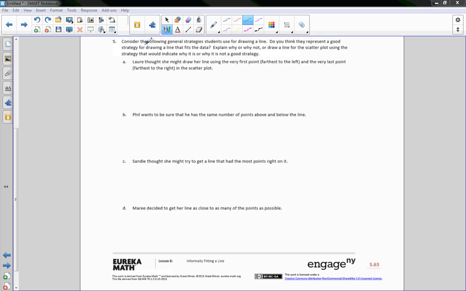Number 5 says to consider the following general strategies students use for drawing a line. Do you think they represent a good strategy for drawing a line that fits the data? Explain why or why not, or draw a line for the scatter plot using the strategy that would indicate why it is or why it is not a good strategy. So A says Laura thought she might draw her line using the very first point farthest to the left and the very last point farthest to the right in the scatter plot.